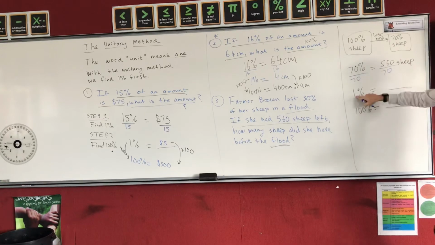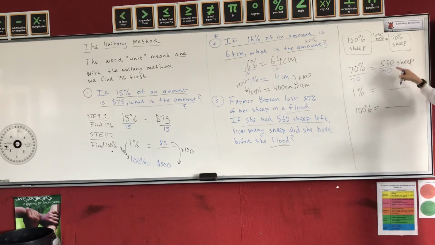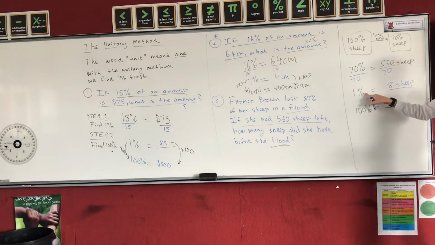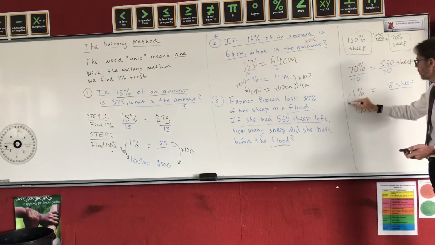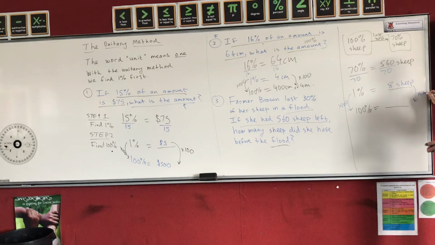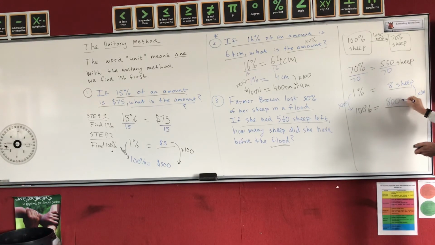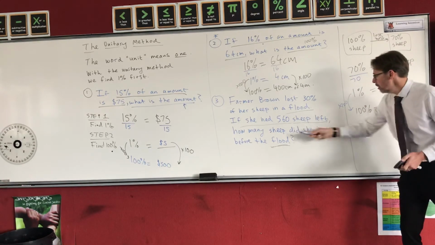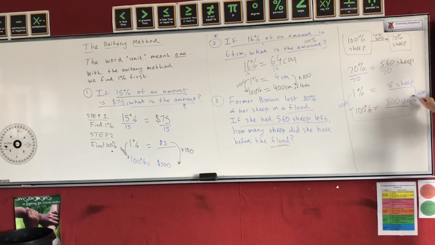70 divided by 70 is 1, so I get 1%. 560 divided by 70, get your calculator out, work that out, should be 8. Yes it is. 8 sheep. Then it says, what is 100%? Times by 100 to get that, and that means times by 100 to get that. So that is 800 sheep. Okay. So, check if you've answered the question. How many sheep did she have before the flood? Well, 800 sheep was how much she had before the flood.